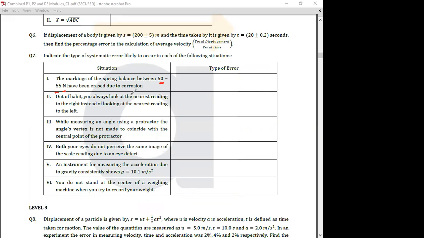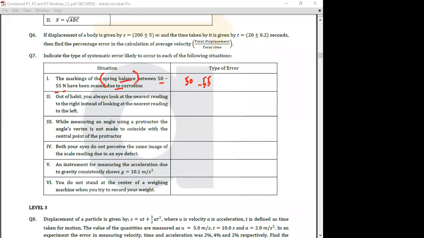यहाँ पे पूछ क्या रहा है? Yes or no? So when you think about it, I'll just tell you what the question is asking. When you talk about the type of error, here the marking from 50 to 55 was erased. So if the marking from 50 to 55 is erased, now tell me, this is due to what? Think about it. So this error is in the spring balance.